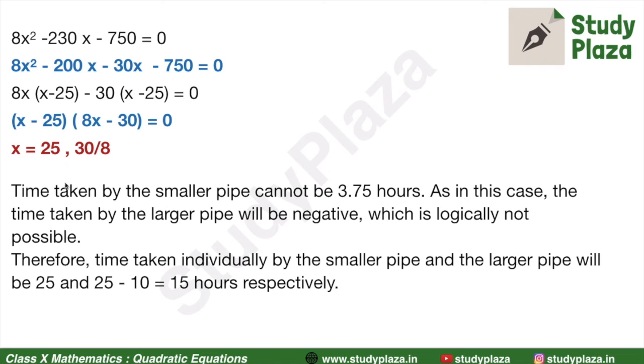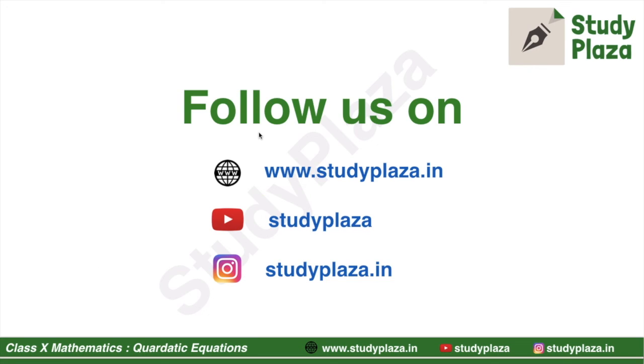So the time taken by the smaller pipe cannot be 3.75 hours, because in this case the time taken by the larger pipe will be negative. So this answer is not possible. So x is equal to 25 hours is the possible answer. So the smaller pipe takes 25 hours to fill the tank, then the larger will take 15 hours to fill the tank separately.